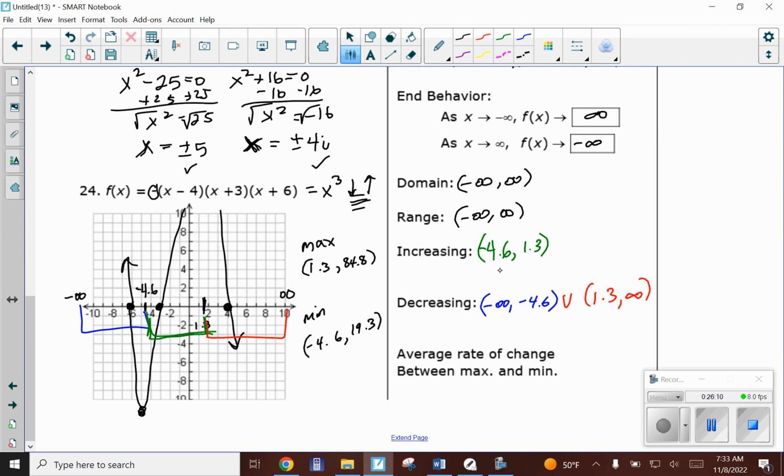Did I do this one right? I think I wrote this one wrong. Hold on a second. No, we're good. Yeah. So that's our increasing and decreasing. Last one is average rate of change between the maximum and the minimum. That's why I wanted to write these guys down.